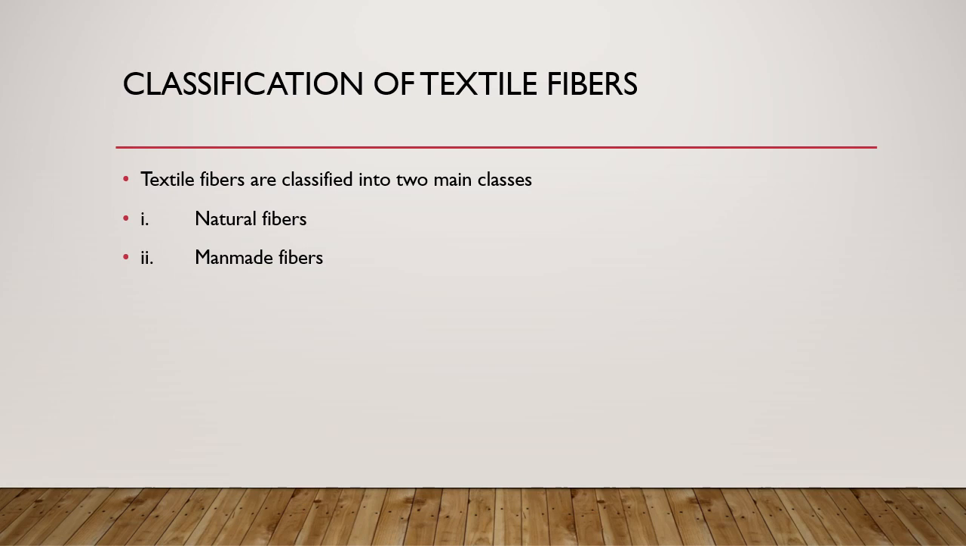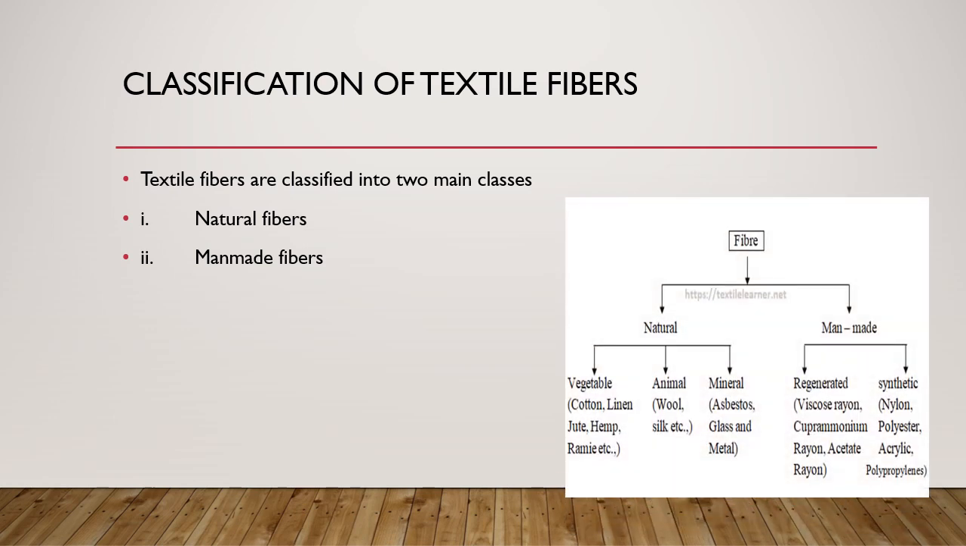Classification of textile fibers. Textile fibers are classified into two main classes. You have the natural fibers and the man-made fibers. Then you have a diagram that is showing us the differences between the two main classes. We start with the natural fibers. Under the natural fibers, we have the vegetable fibers, then the animal fibers, then the mineral fibers.